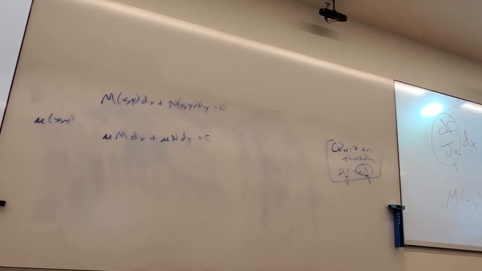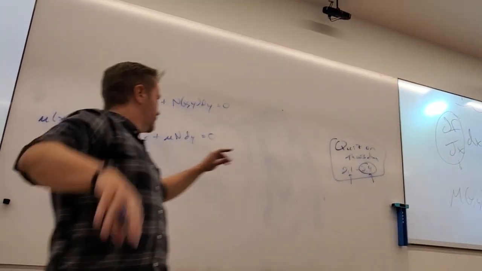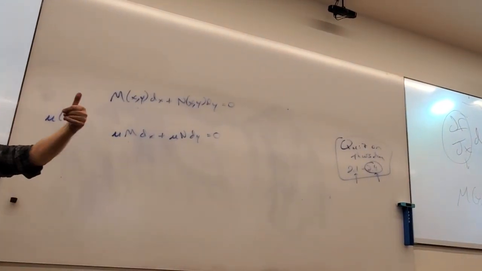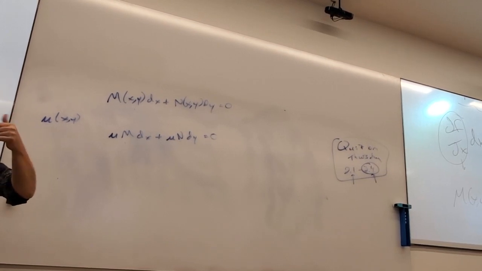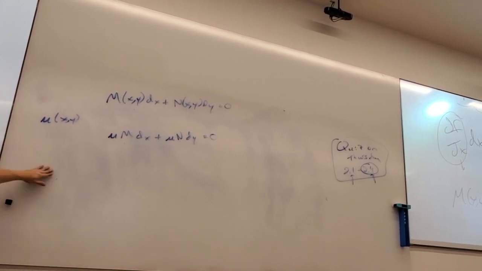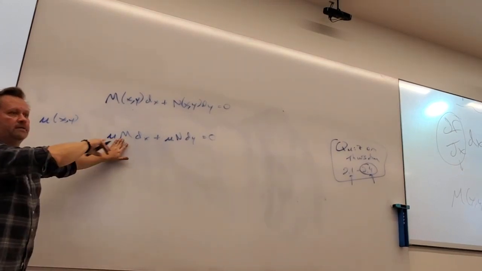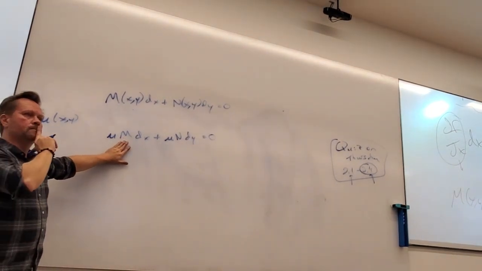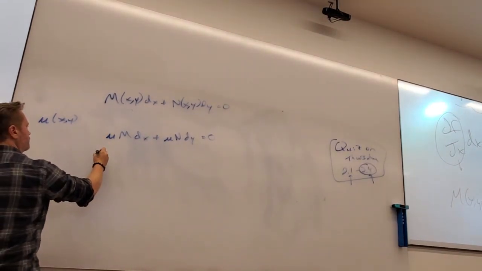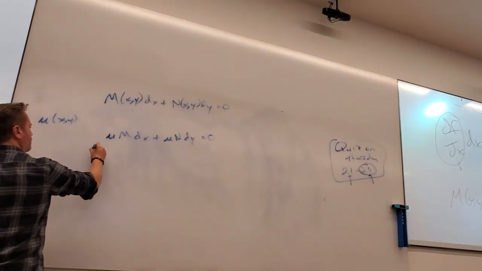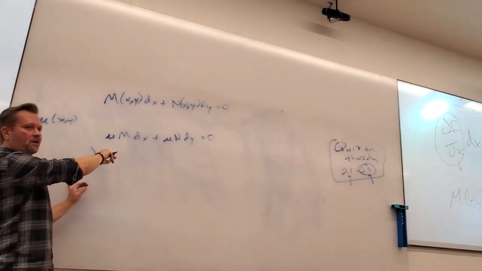You should all be comfortable with what we're about to do. Here's the DE. Let's apply the criterion. What would it take for this to meet the criterion? What do I check to see if this is exact? Partial derivatives. Yeah, good. So the partial of N.